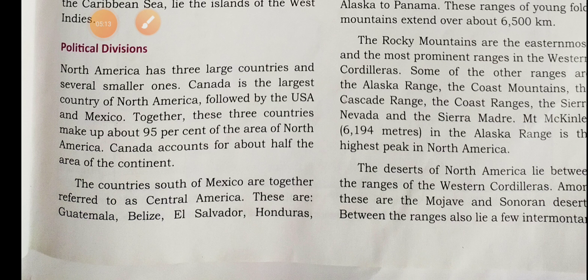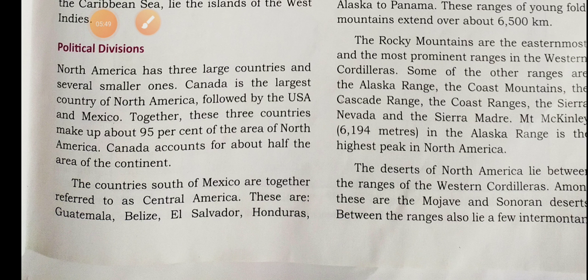So what have we learned today, children? We discussed political divisions. North America has three large countries. Which are they? Canada, Mexico and USA. And next we discussed the land of North America. We can divide it into four major physical units. Which are they? The Western Cordillera, the Appalachian Mountains, the Great Plains and the Canadian Shield. What is Cordillera? It is a chain of parallel mountain ranges.